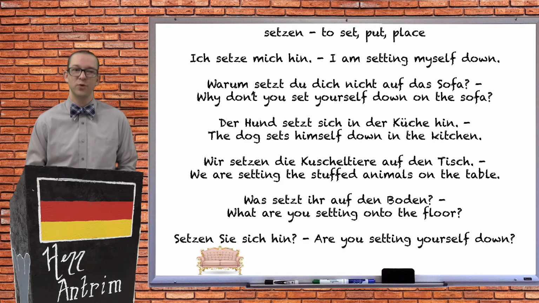Setzen, to set, put, or place. Ich setze mich hin. I am setting myself down. Warum setzt du dich nicht auf das Sofa? Why don't you set yourself down on the sofa? Der Hund setzt sich in der Küche hin. The dog sets himself down in the kitchen. Wir setzen die Kuscheltiere auf den Tisch. We are setting the stuffed animals on the table. Was setzt ihr auf den Boden? What are you setting on the floor? Setzen Sie sich hin? Are you setting yourself down?